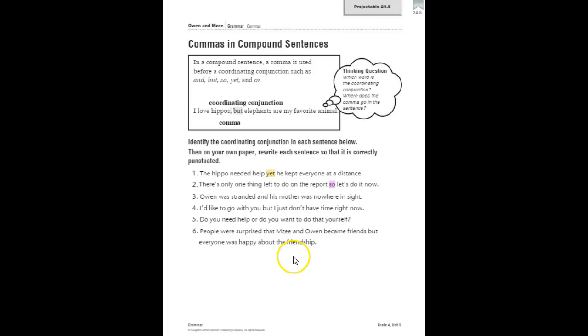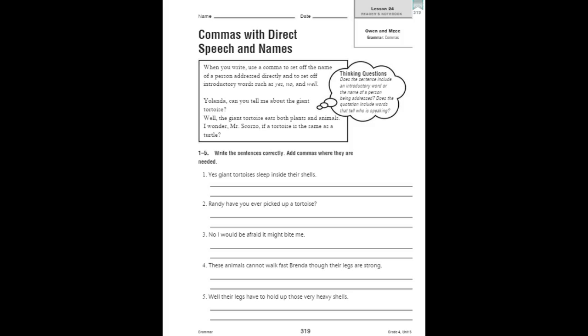For 3, 4, 5, and 6, if you need more practice, you can pause the video and see if you can find the coordinating conjunction and identify where the comma needs to go. If you're feeling pretty confident about commas with direct speech and names and commas in compound sentences, then I'm going to get you started in your reader's notebook. So this is page 319 in your reader's notebook. We have all the information and examples in our thinking question on the top of our page.